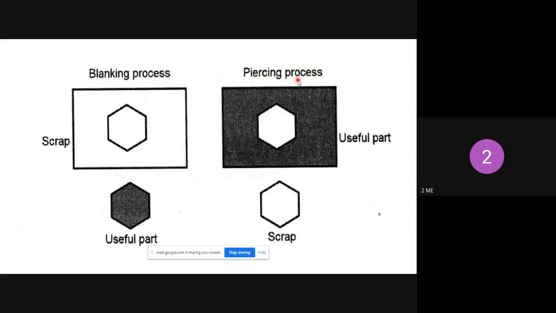I hope all of you understood the difference between blanking and piercing. Everyone understood, right? Any doubt?